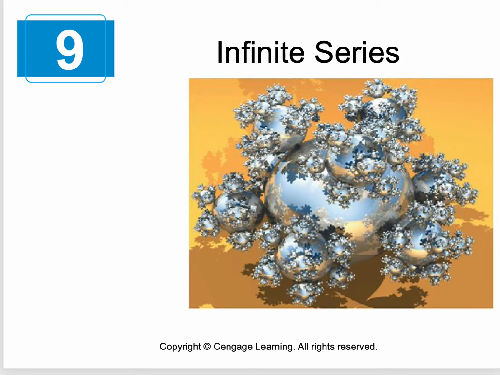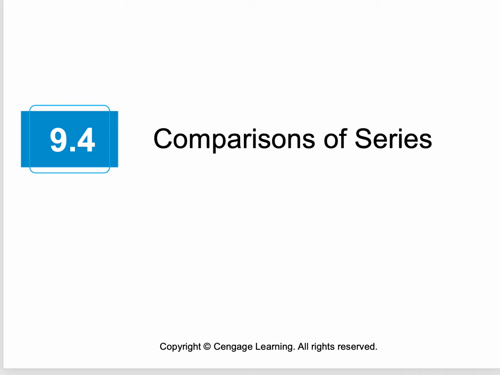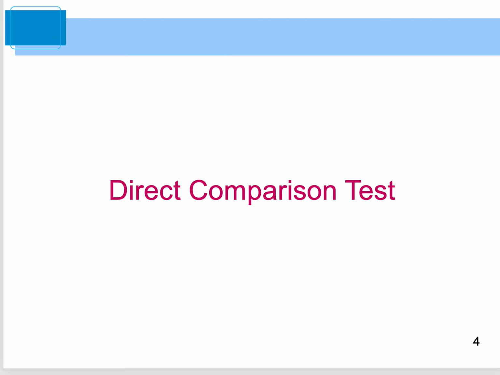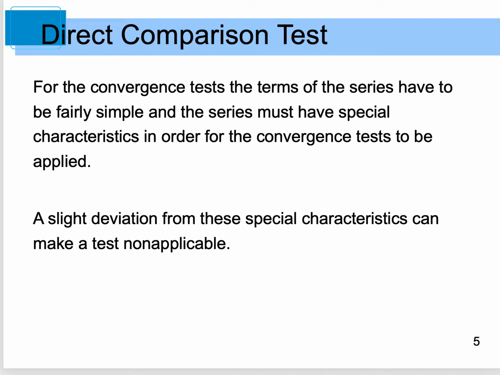Take a look at two additional tests. We're going to look at the comparison of series. So I have the direct comparison test and the limit comparison test that can be used to test if things converge or diverge. If I'm looking at the direct comparison test, then for the convergent test, the terms of the series have to be pretty simplistic, and the series must have a couple of special characteristics in order for this test to be applied.